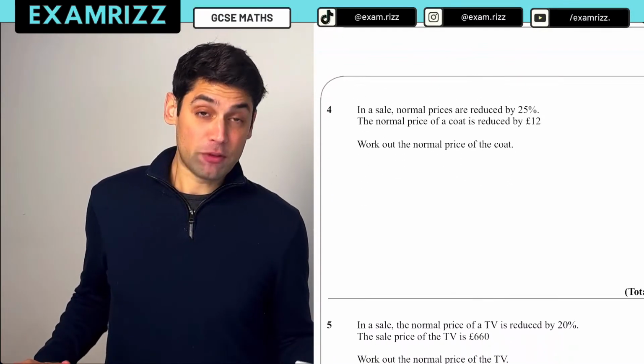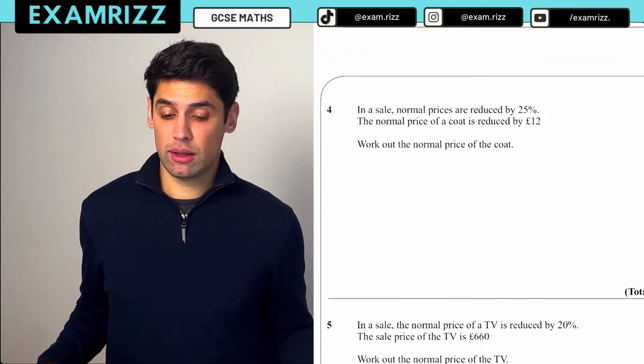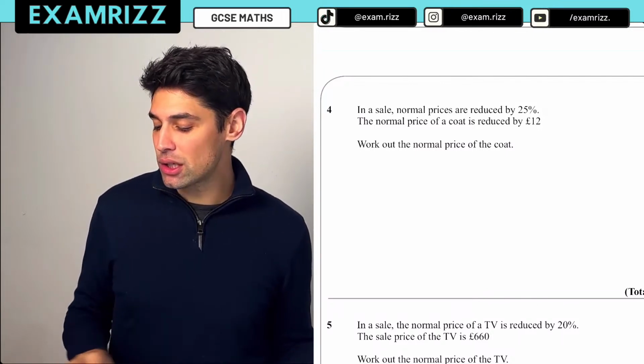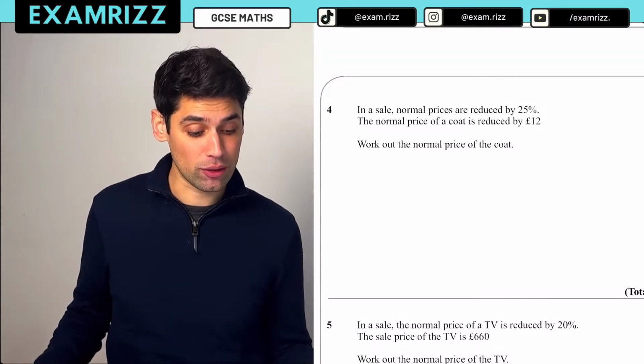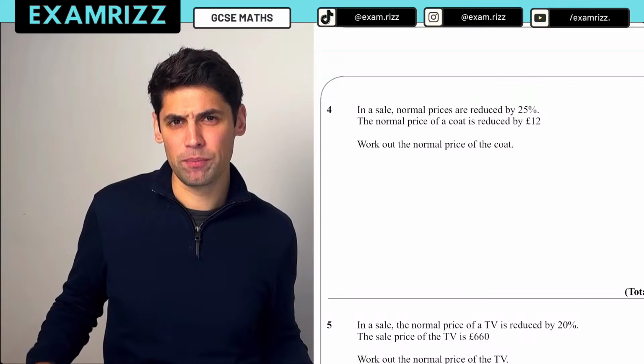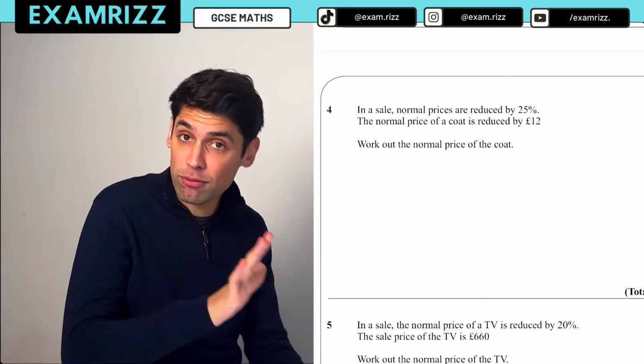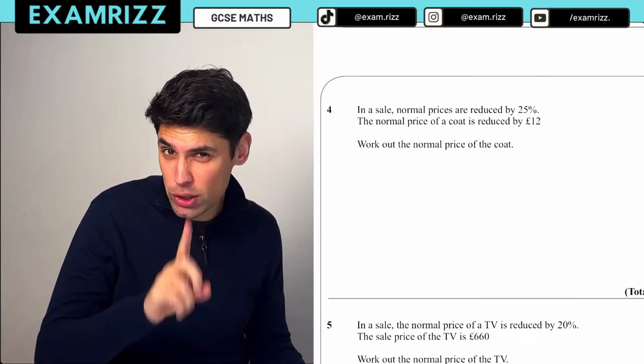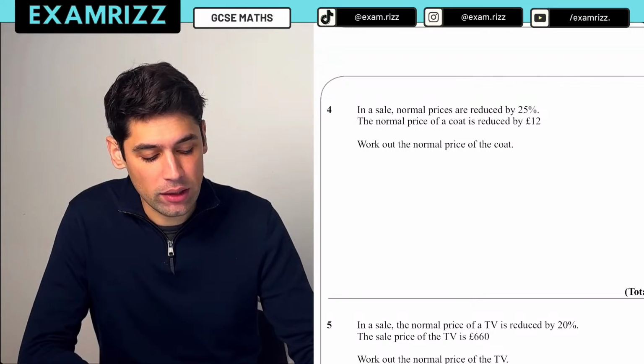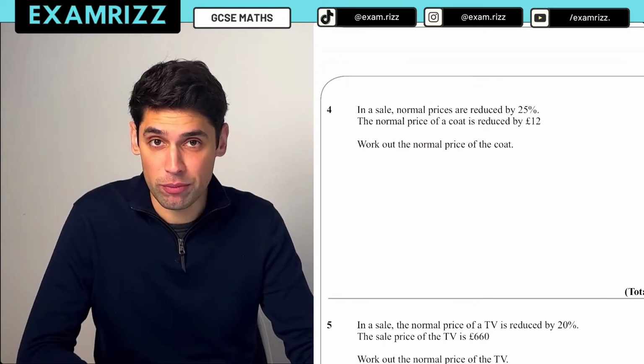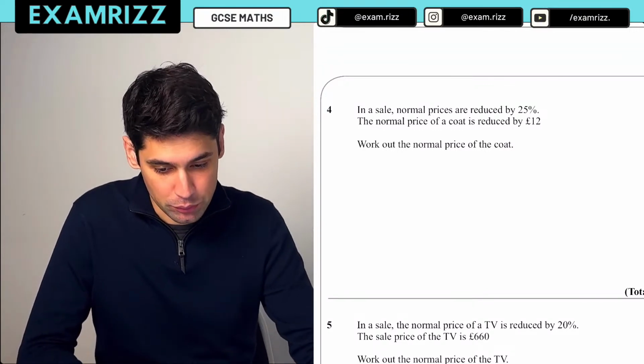Okay. After those few questions in a row, you can sort of lead yourself into a false sense of security here and start thinking, oh, I've got this, I know it. But that is exactly where they throw a curveball in. Let's have a read of this question really carefully. In a sale, normal prices are reduced by 25%. Cool.